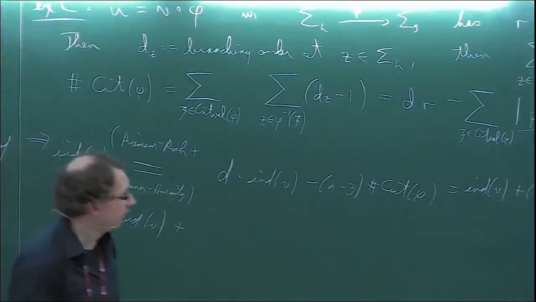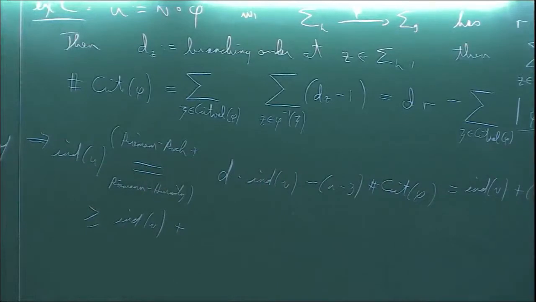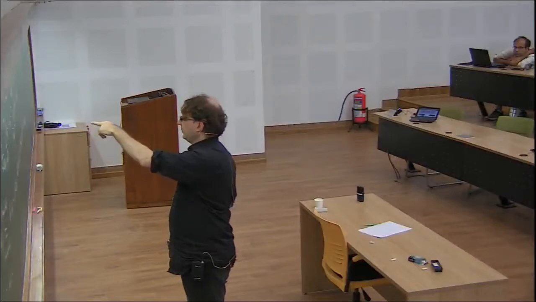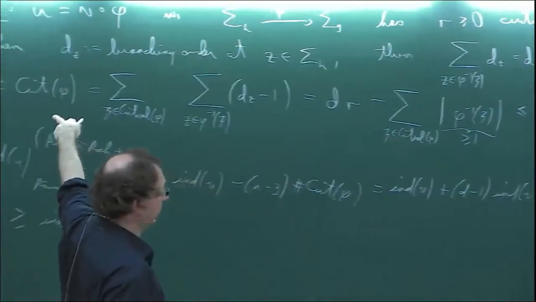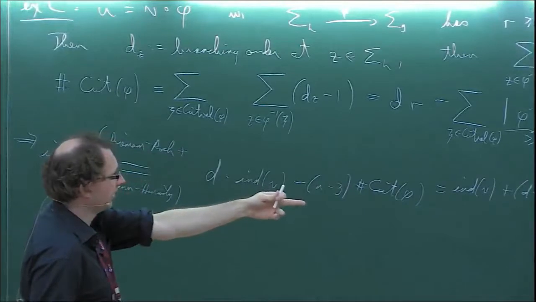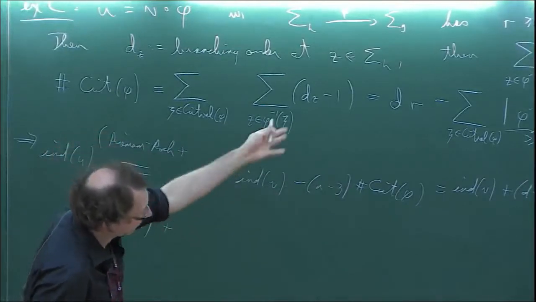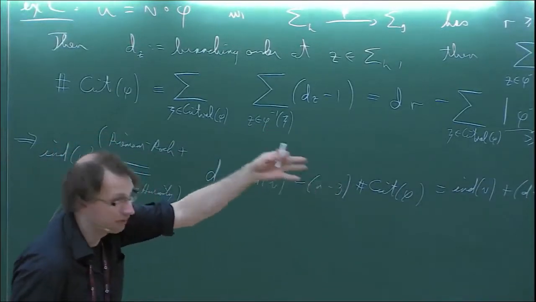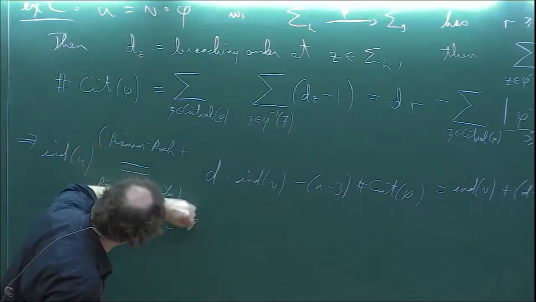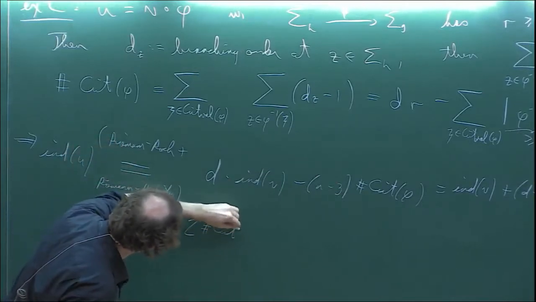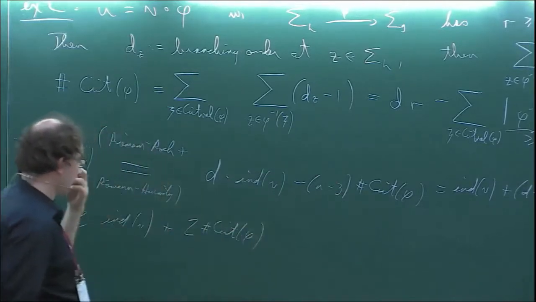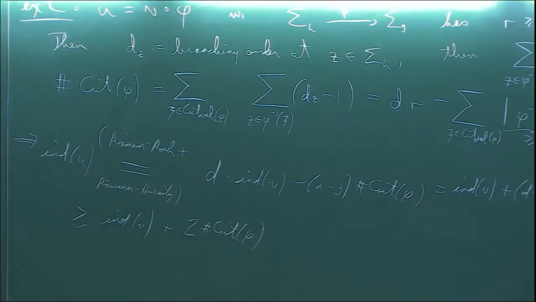plus, well, d minus 1 times r is in fact greater than or equal to the count of critical points. So I have that times n minus 1. And then I subtract n minus 3 times the number of critical points. What's left is 2 times the number of critical points. And that should look familiar, right?